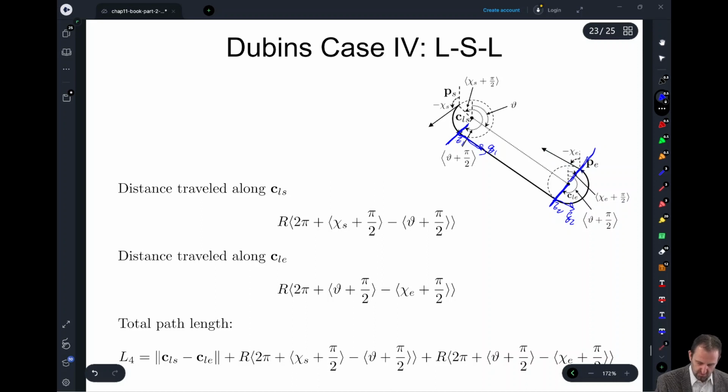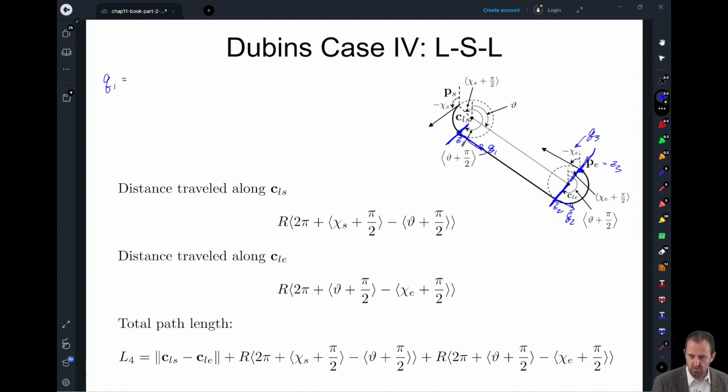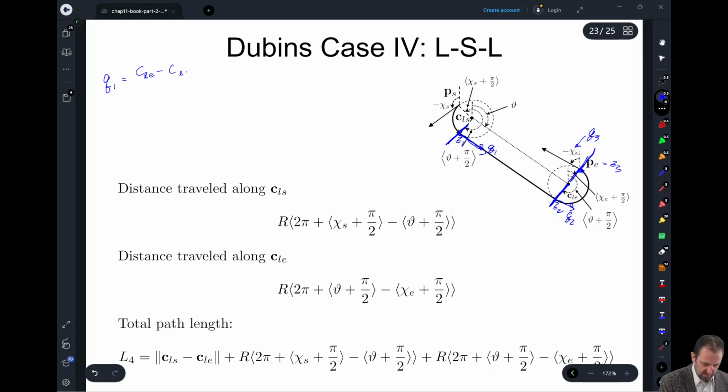So we'll have our point Z3, and we'll use that angle to define Q3. So again, Q1 is just equal to the same as it was for the RSR case, sorry, I didn't mean to mess that one up. So we have CLE minus our CLS, all over the magnitude to make it a unit vector.